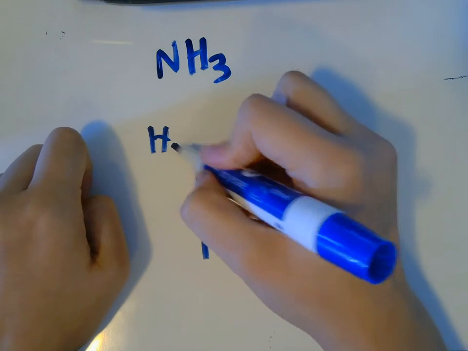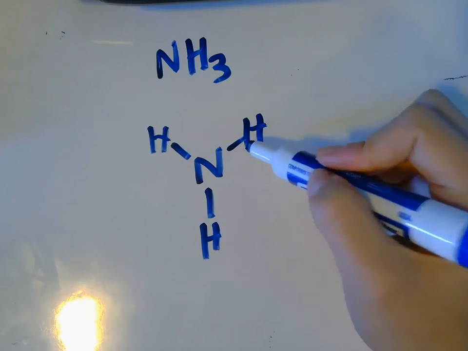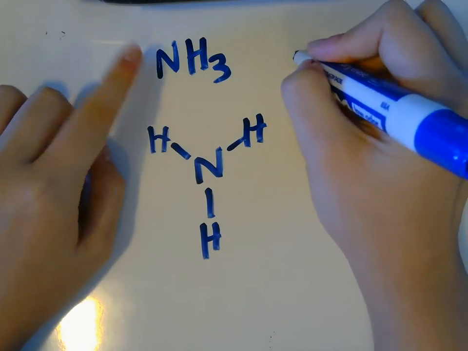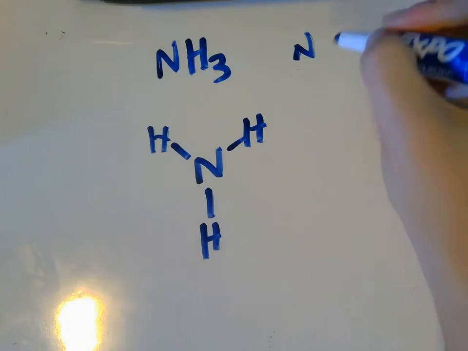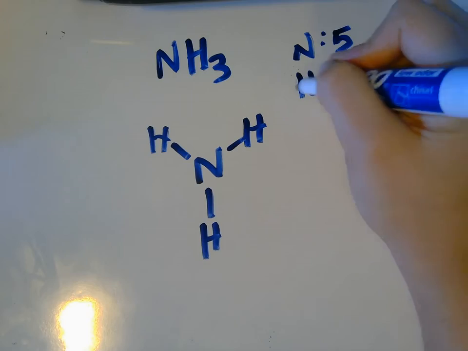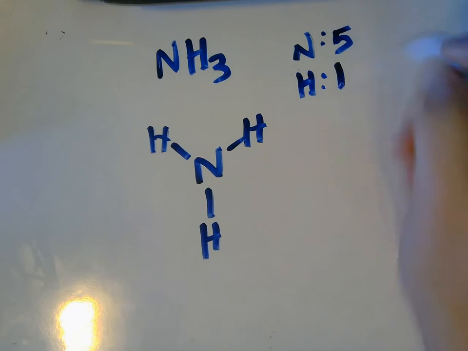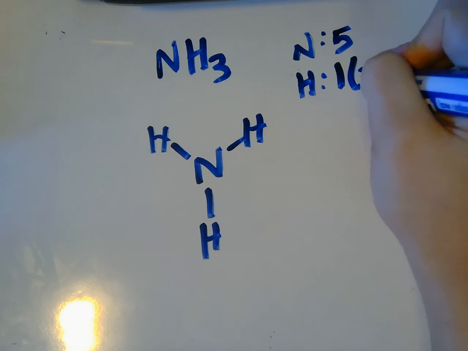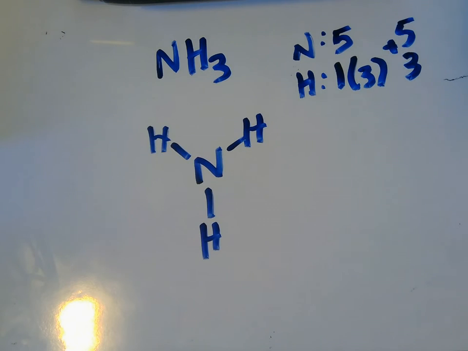I need to draw my skeleton, so I'm going to connect all of these atoms with lines. Remember, each line represents 2 valence electrons. And now I'm going to find the total number of valence electrons for this compound. Nitrogen is in group 5A, so it has 5 valence electrons. And hydrogen is in group 1, so it has 1 valence electron. However, I have 3 hydrogens, so I have to multiply this number by 3. So now I have 5 plus 1 times 3 is 3. I have a total of 8 valence electrons I need to deal with.